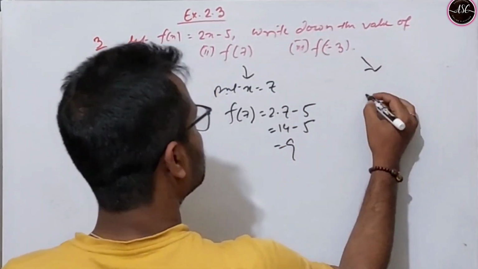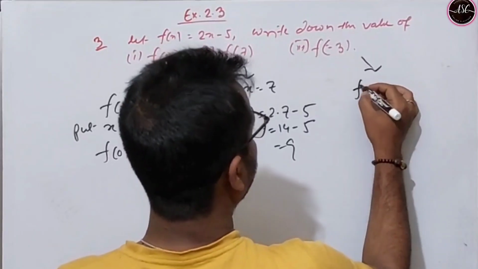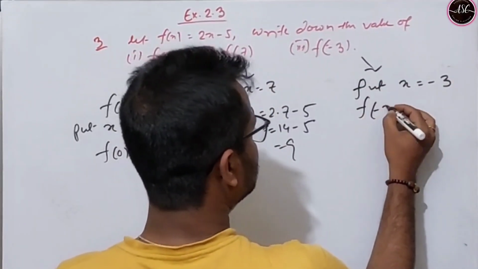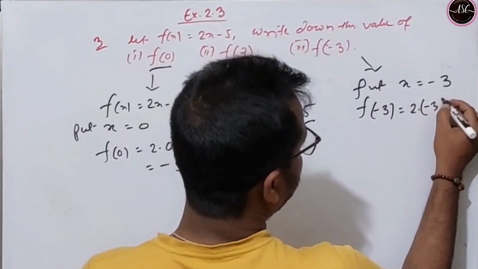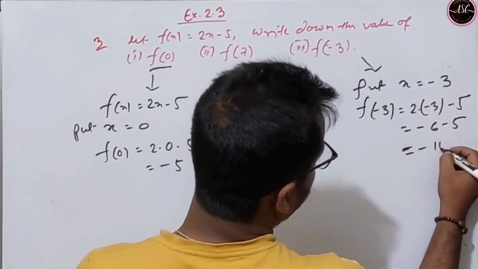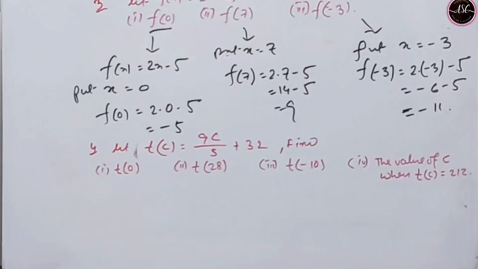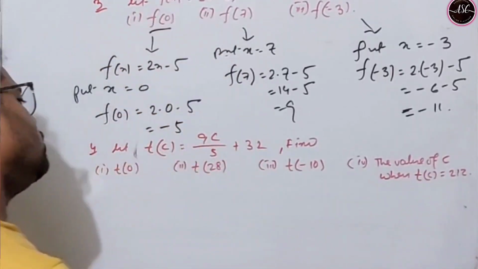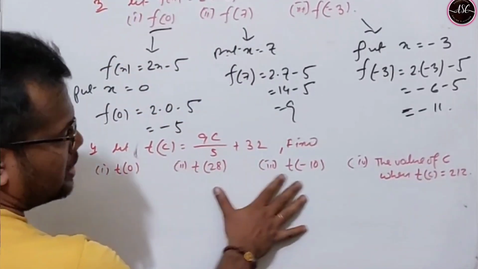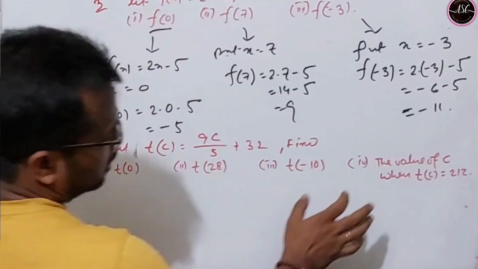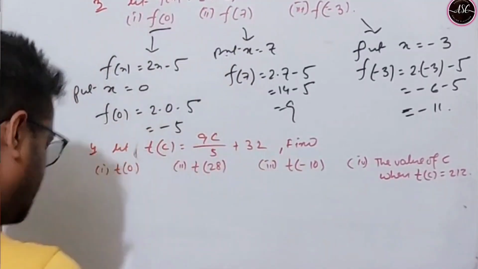For this put x equal to minus 3. Then f(minus 3) equal to 2 times minus 3 minus 5. That means minus 6 minus 5, that means minus 11. Okay. Now look at this question. Here T is equal to 9C by 5 plus 32. Find T(0), T(28), T(minus 10) and the value of C when T(C) equal to 212. First three questions are same as this question, that is number 3. So I am going to do this question, number 4.